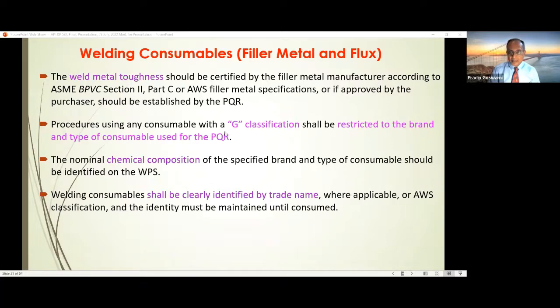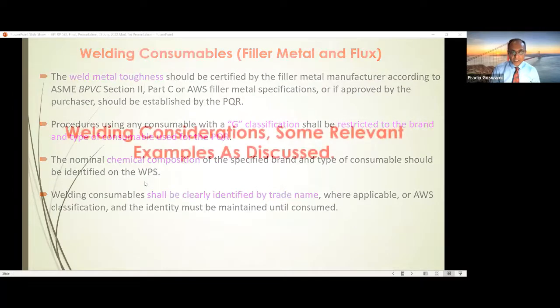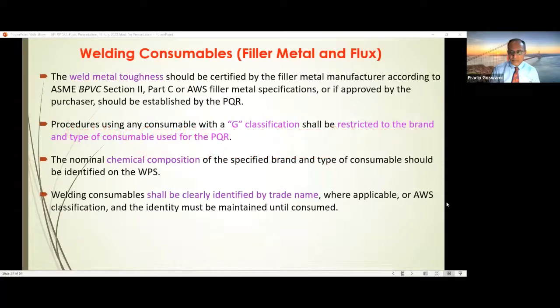It says, basically, do not try to flip-flop welding consumables with the G classification. If a certain brand or a certain type is used for the PQR, that should be applicable for production welds also. And welding consumables shall be identified by the trade name, etc. These are very common requirements for procurement and classification of welding consumables.